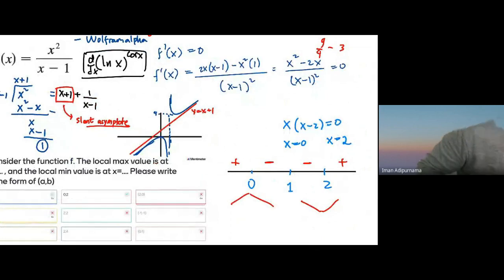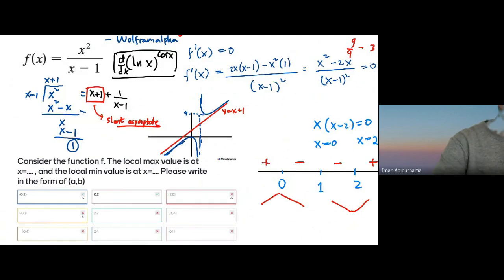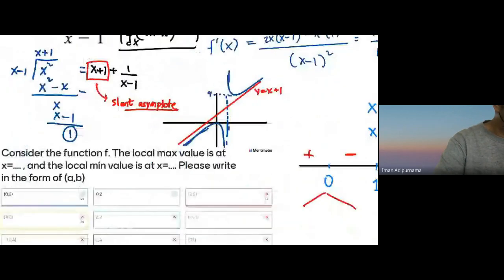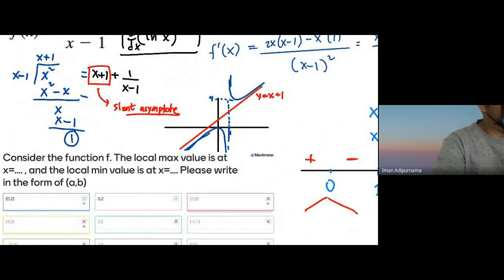I will show you maybe later with some video. Okay, back to the question here. Now the idea here is to find the max and min.